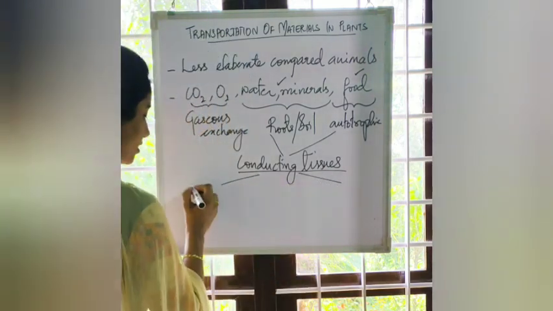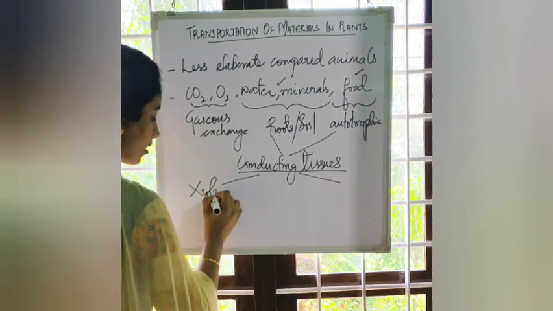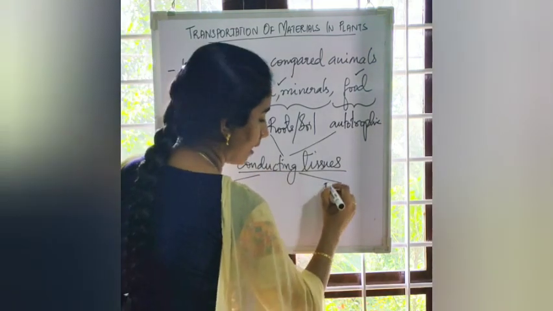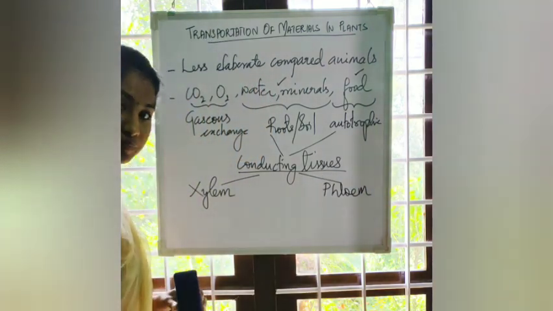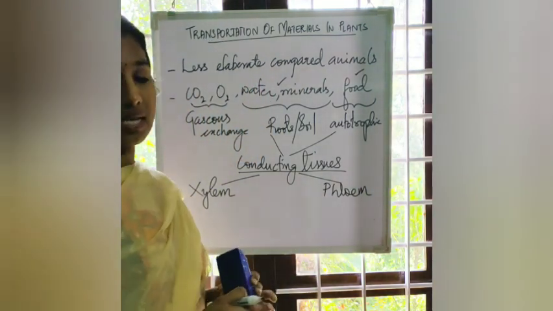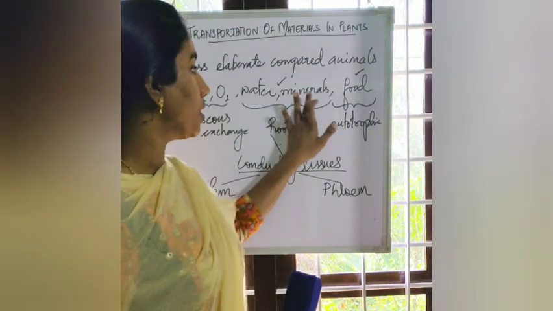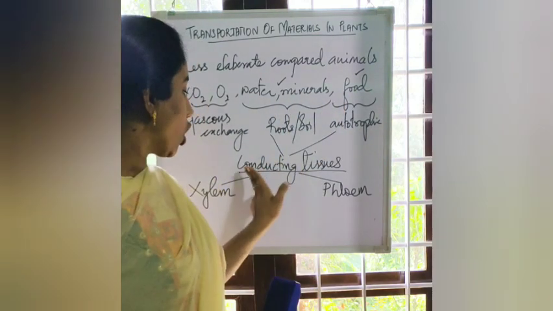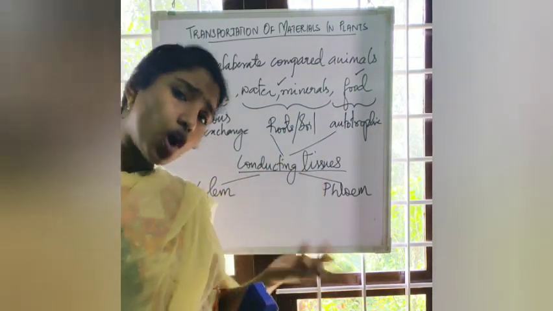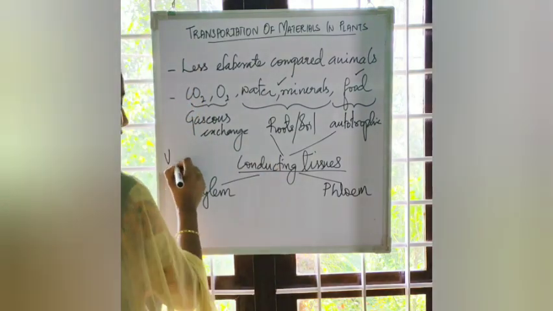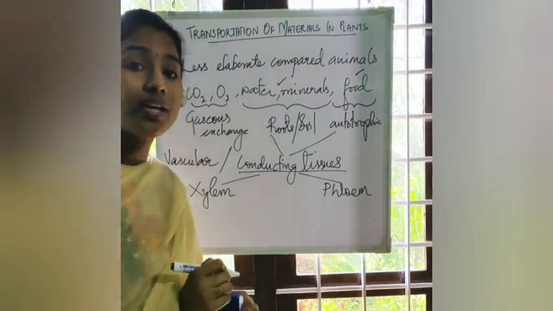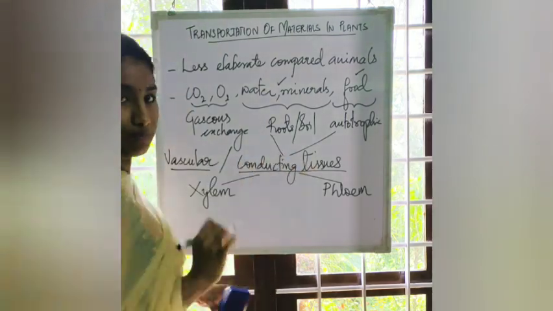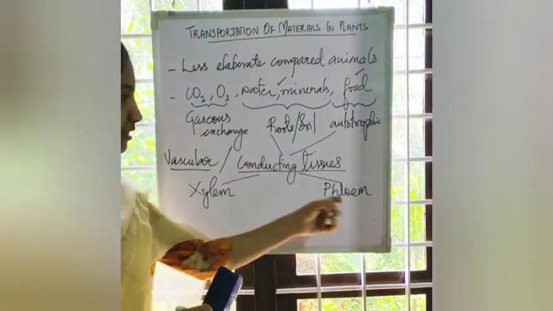Yes, you're correct. They are xylem and phloem. These are the tissues involved in the transportation of water, minerals and food, and we call them conducting tissues, or there is another name, vascular tissues. Both are the same. Now what is the function of xylem and phloem?